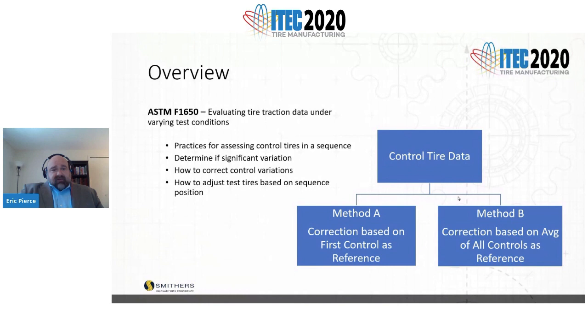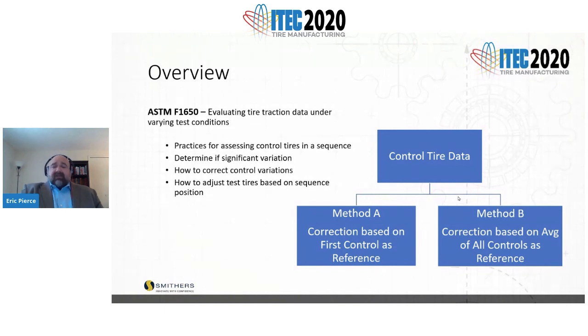So first on the list here is what practices can we use to assess the control tires? How are we going to find out if there is significant variation? How are we going to correct for the control variations? And then how to adjust the test tires based on the sequence if there is significant variation.